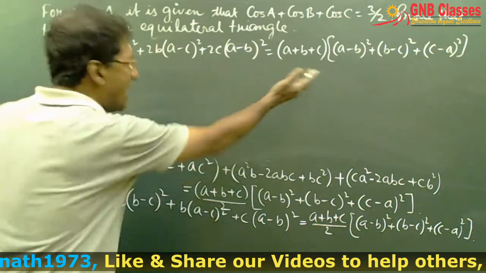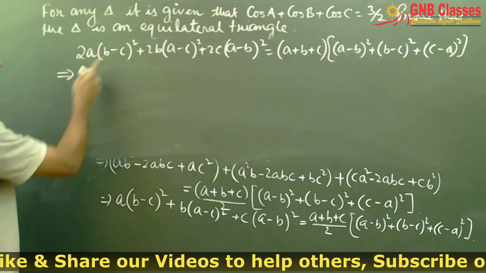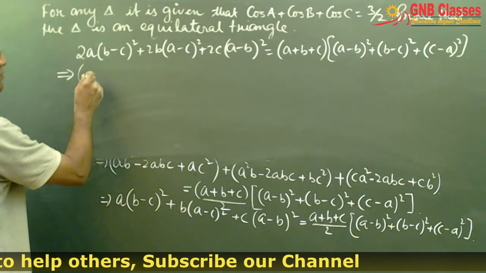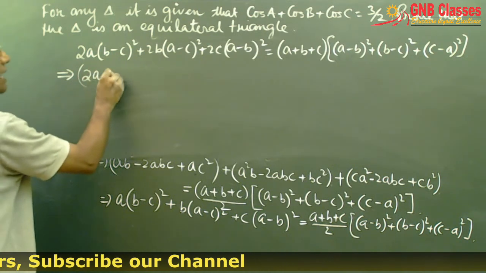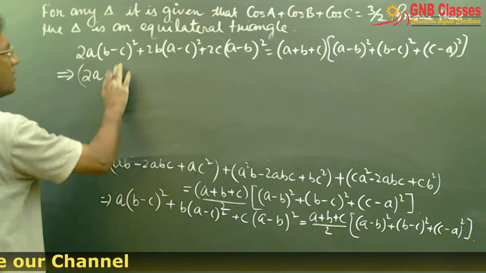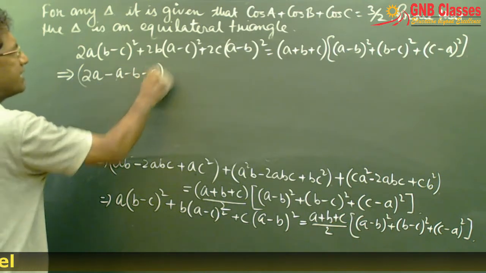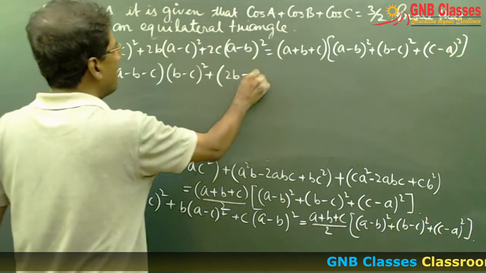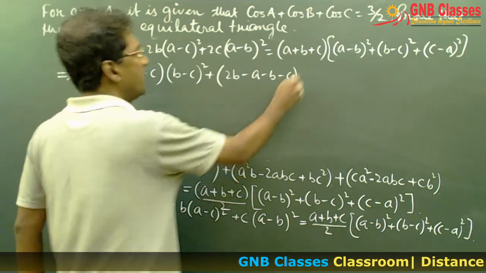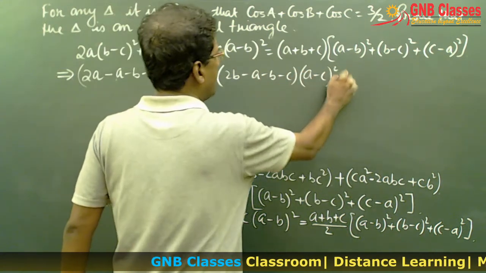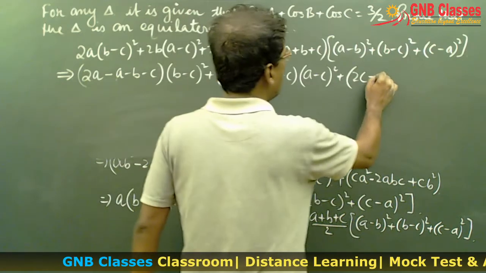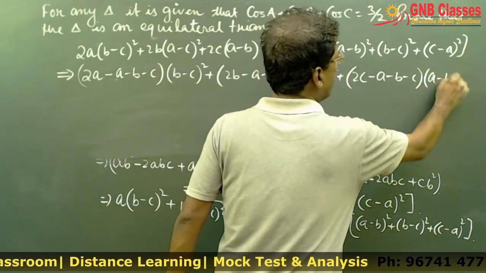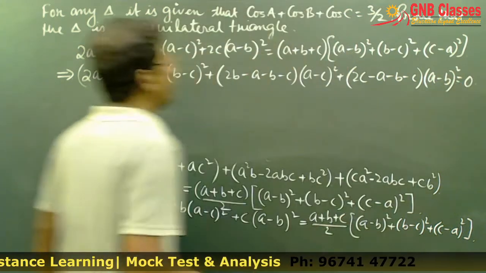So what I'm doing here is, I'm taking everything to the left hand side, and if we take B minus C whole square common, we are left with what? We are left with 2A minus A minus B minus C, B minus C whole square. Again, 2B minus A minus B minus C, A minus C whole square plus 2C minus A minus B minus C, A minus B whole square. Is it clear? And in the right hand side, we are going to get 0.